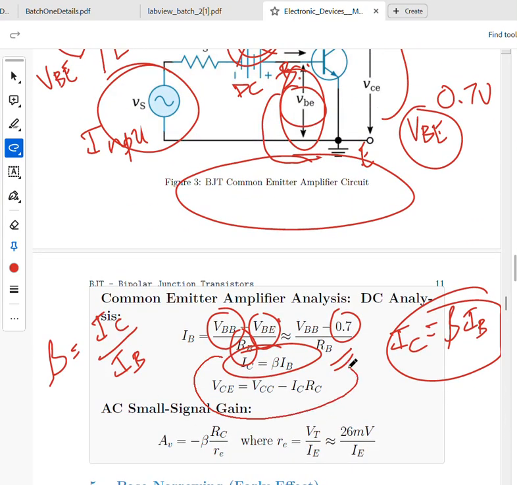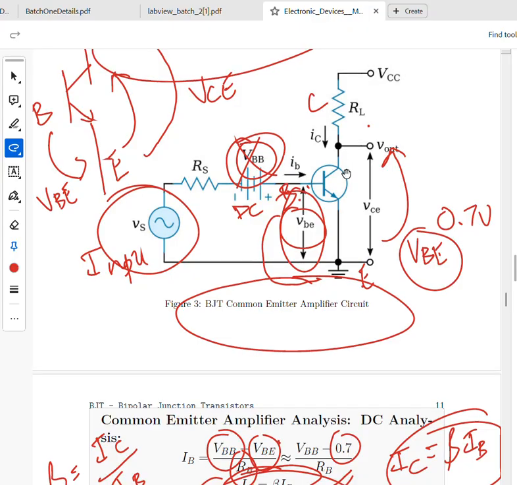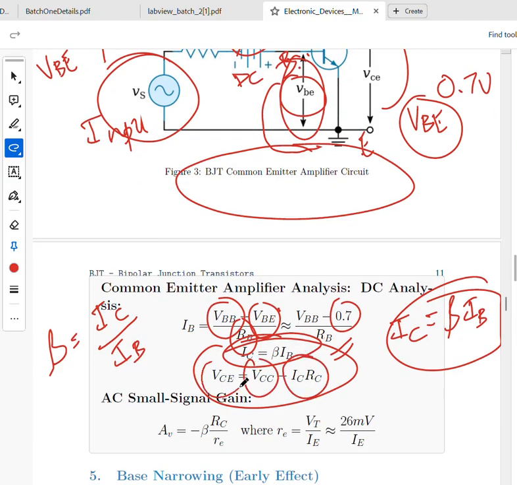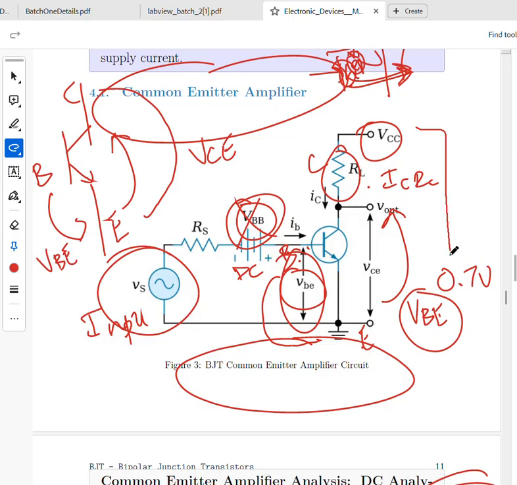Now, VCE voltage is equal to what? VCC. Where is VCC here? VCC is this main voltage. Some voltage is lost here, which is equal to ICRC. If we subtract ICRC from VCC, we simply get the VCE voltage.